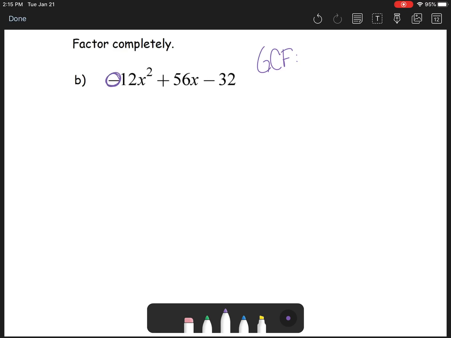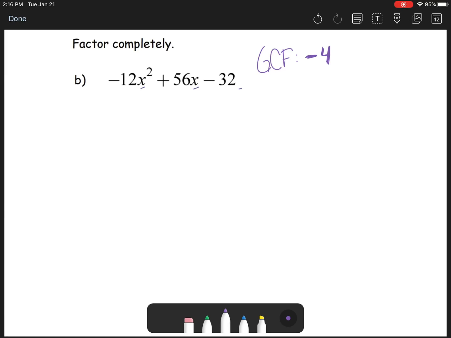Looking at these numbers, notice how our leading coefficient is negative. So I immediately know I'm going to factor a negative out of this problem because I do not want that leading coefficient to be negative. It is a million times easier when that leading coefficient is positive. Then, looking at 12, 56, and 32, I know 2 goes into it, but 4 also goes into it. So I'm actually going to start by factoring out a 4, and then if I need to, I can factor something more out later.